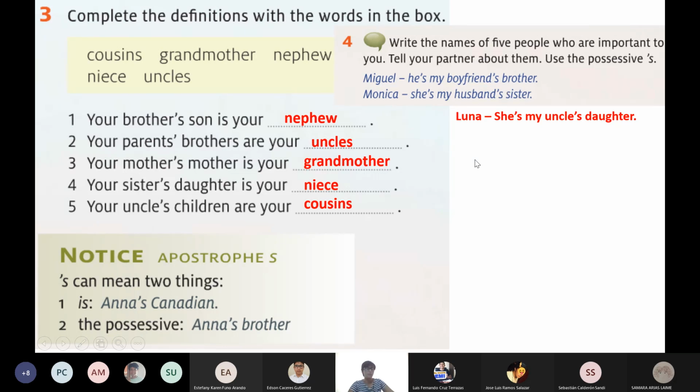So please, I'm gonna give you like 2 minutes. I think that's more. And I want you to write about 5 people who are important to you. ¿Sí? Escriban los nombres de 5 personas que son importantes para ustedes. Pueden ser nombres de sus abuelos, tíos, primos, sobrinos, amigos. And then you're going to tell me the relationship. Y luego me dicen cuál es la relación de ellos. Miguel, he's my boyfriend's brother, right? He's the brother of my boyfriend. Monica, she's my husband's sister. So Monica is the sister of my husband.